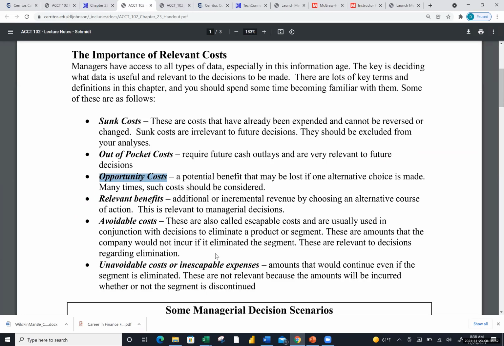In other words, if I am deciding to go out and buy a part versus make a part. If I were to go out and buy that part, what else could I do with that space that's left being unused right now? That's an example of an opportunity cost.